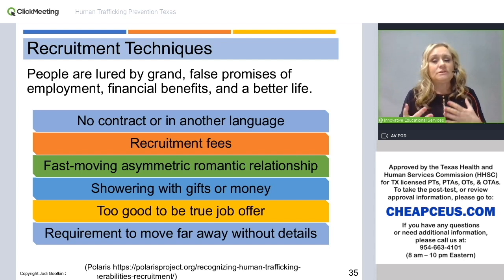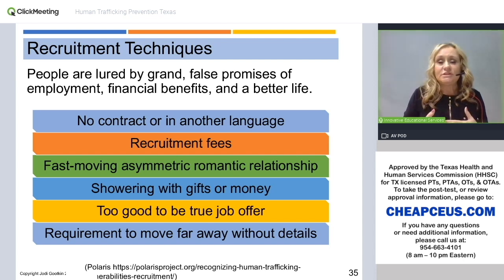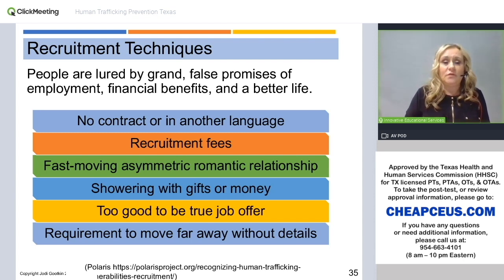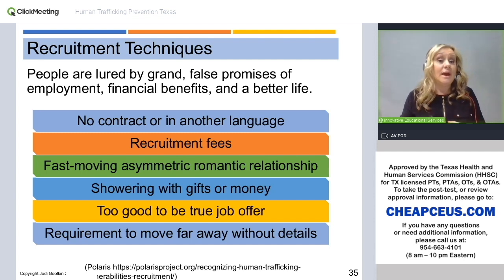Some triggers that you may hear during your conversations with your patients or clients that might alert you to it potentially being a trafficking situation is if for their work situation they were brought to an unfamiliar area, or they're being kept in an area and they don't have a contract. They didn't understand the contract. It had excessive fees they have to pay for a particular work opportunity.